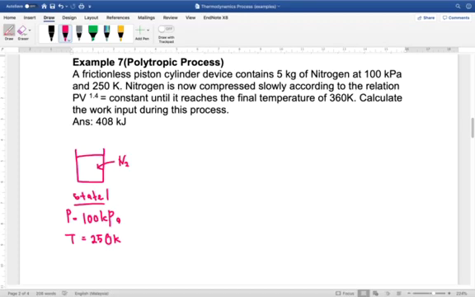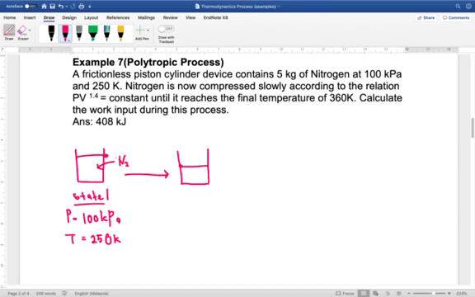is equal to constant until it reaches the final temperature of 360 Kelvin. So, PV to the power of 1.4 shows that this process is polytropic. So what happened? The volume is now decreased and the piston is moving to a new position from point 1 to point 2. So there is a work.